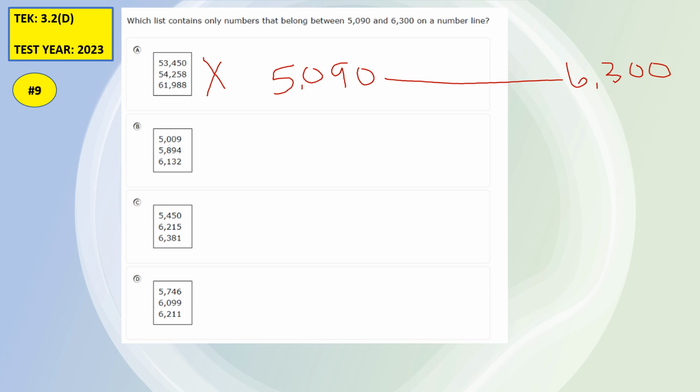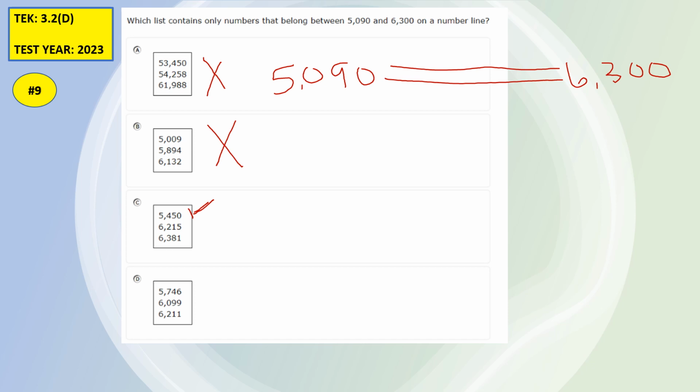Let's go on and look at answer choice B. Well, the first number in that list is 5,009, and that number would be before 5,090. So that list is not going to work either. Every number in the list would have to be between 5,090 and 6,300. Now let's look at list C. The first number is 5,450. Well, that works. That number would definitely be between 5,090 and 6,300.